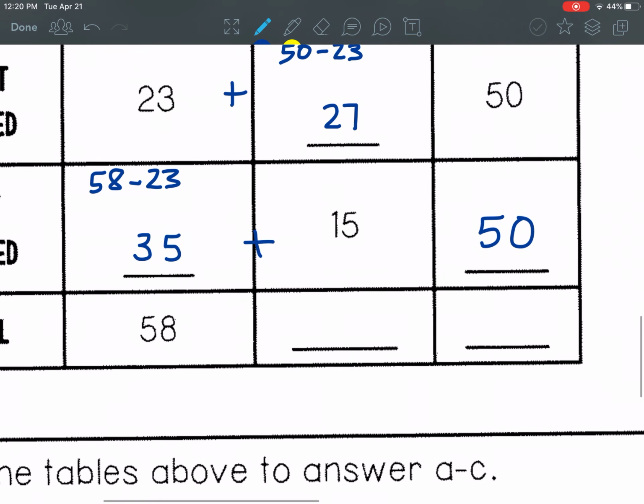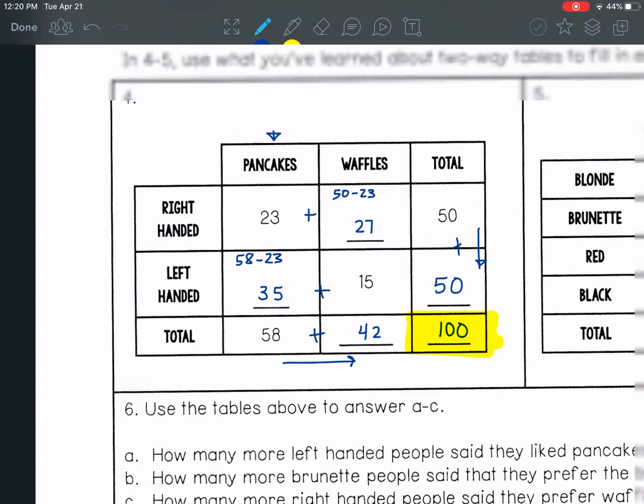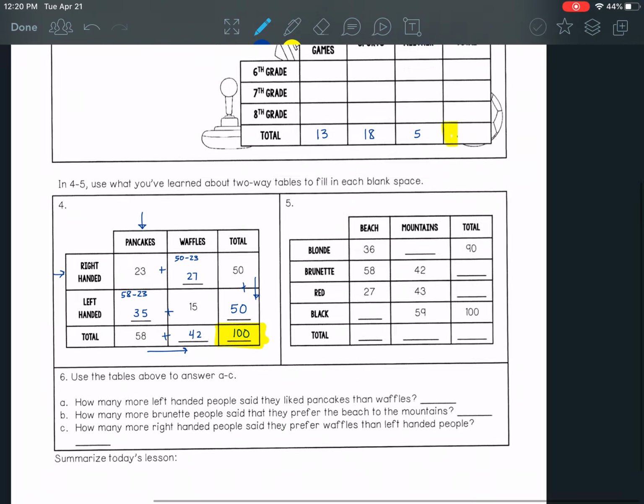Okay, now we can add our column this way, 27 plus 15. So 7 plus 5 is 12. I carry the 1. So 3, we get 42. Okay, and then our total people surveyed. So again, we need to add this way. 50 plus 50 is 100, and make sure that this way added is 100 as well. 58 plus 42 is 100. Okay, so same thing over here.